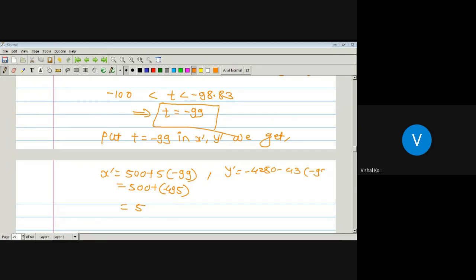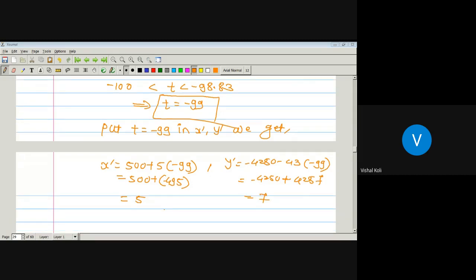Similarly, y dash is minus 4250 minus 43 into t. T is minus 99. So minus 4250 minus, what is the value of 43 into minus 99? Actually, this is minus minus plus. So what is the value of 43 into 99? 4257. So minus 4250 plus 4257, which is nothing but 7.